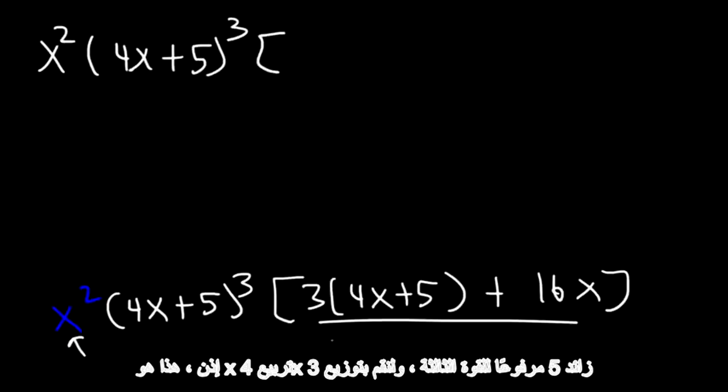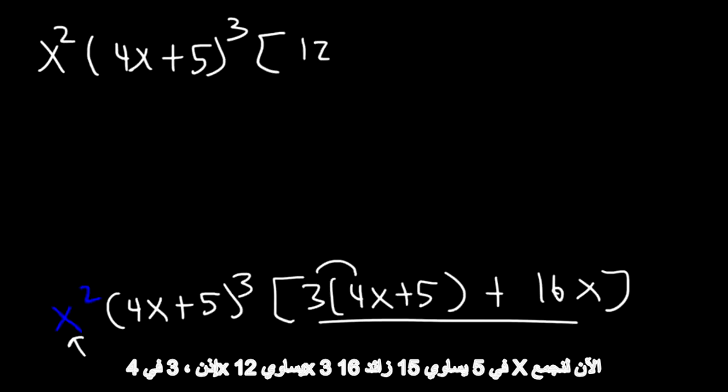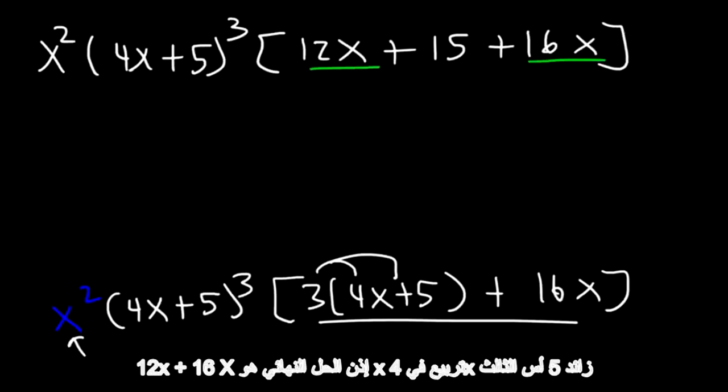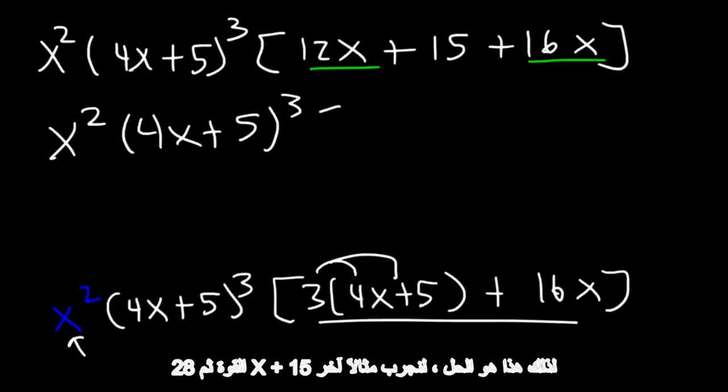And let's distribute the 3. So 3 times 4x is 12x. 3 times 5 is 15 plus 16x. Now let's add 12x and 16x. So the final answer is x squared times 4x plus 5 to the 3rd power, and then 28x plus 15. So that's the solution.